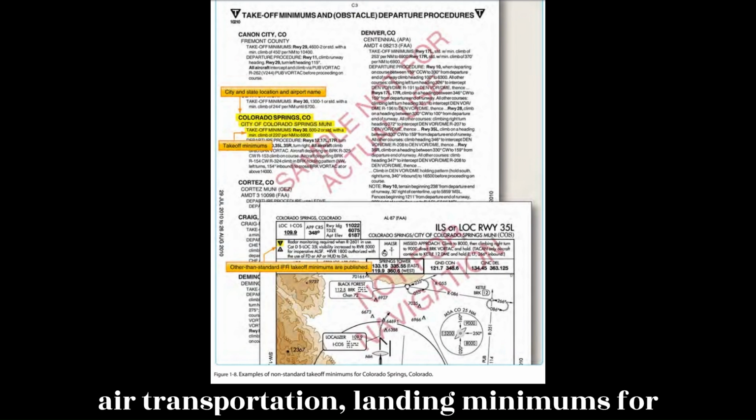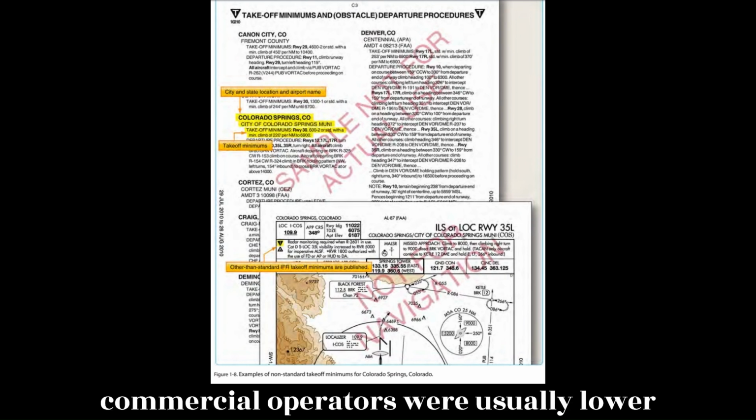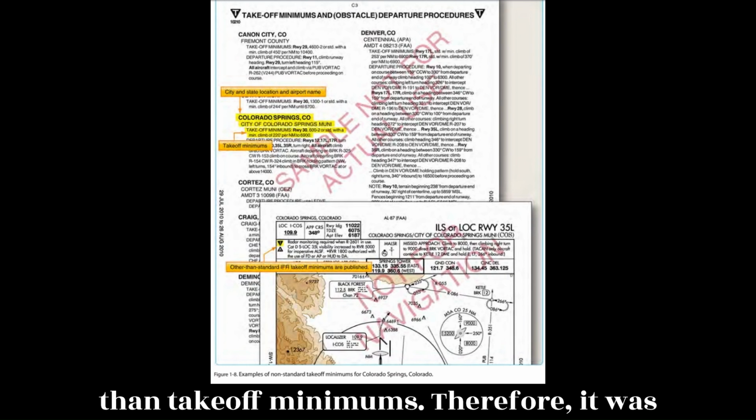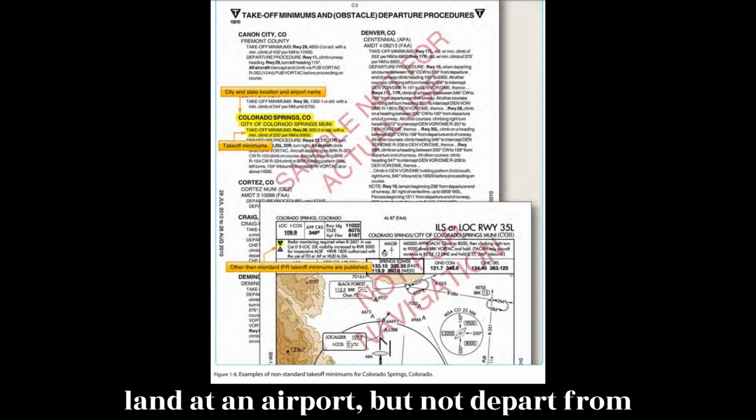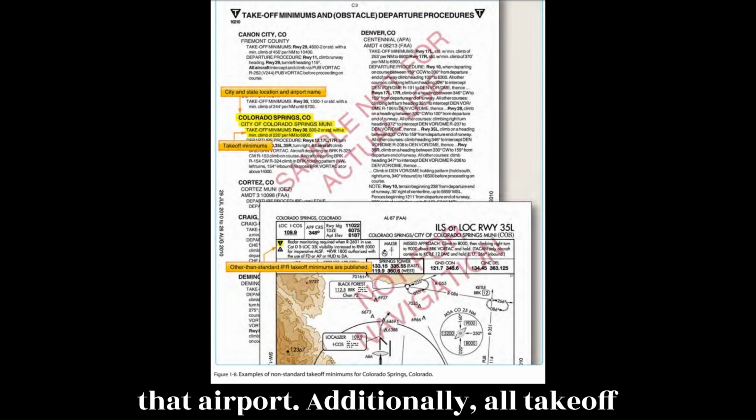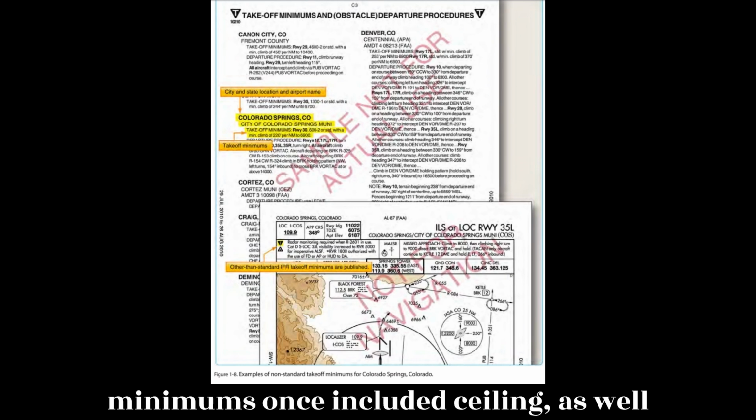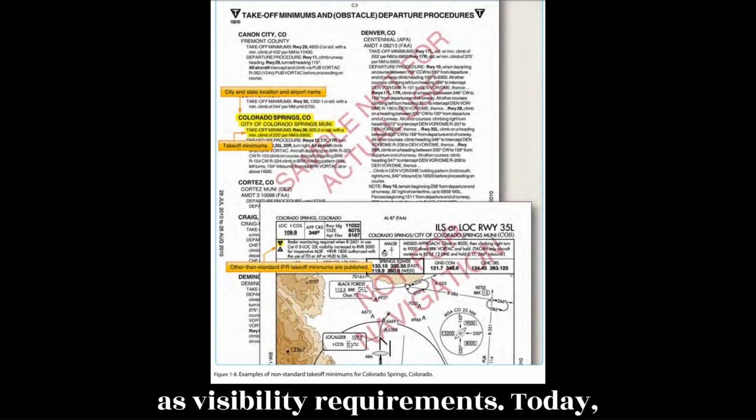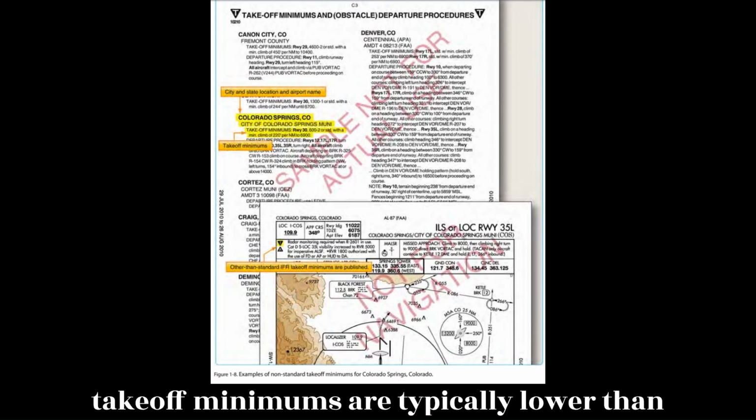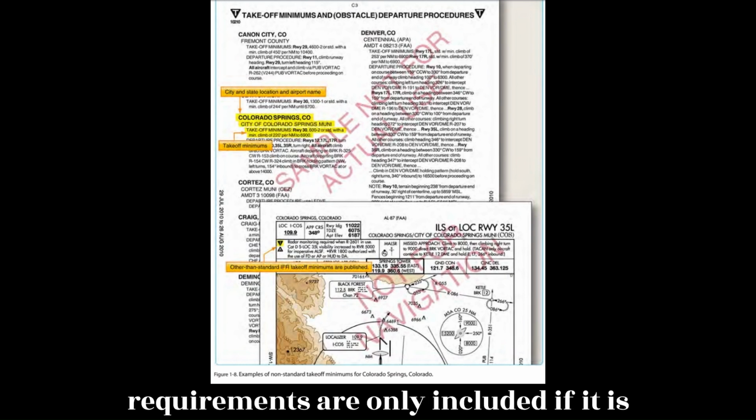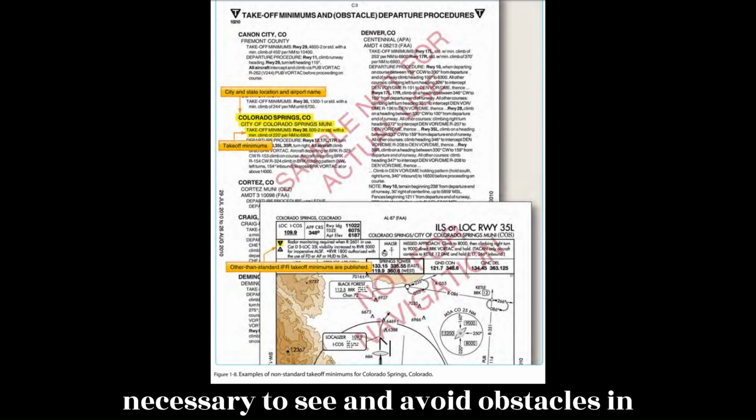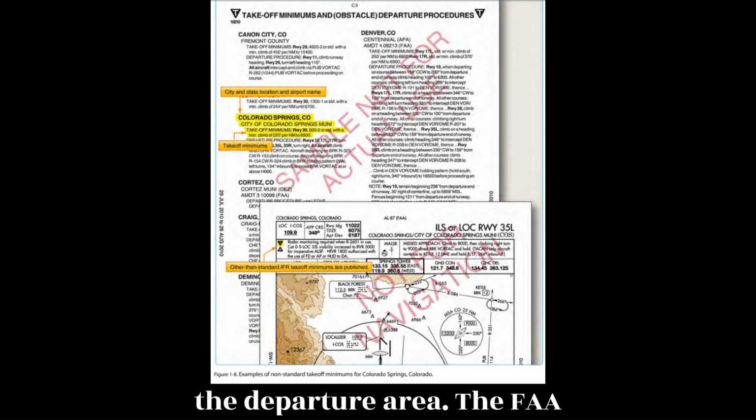In the early years of air transportation, landing minimums for commercial operators were usually lower than takeoff minimums. Therefore, it was possible that minimums allowed pilots to land at an airport but not depart from that airport. Additionally, all takeoff minimums once included ceiling, as well as visibility requirements. Today, takeoff minimums are typically lower than published landing minimums, and ceiling requirements are only included if it is necessary to see and avoid obstacles in the departure area.